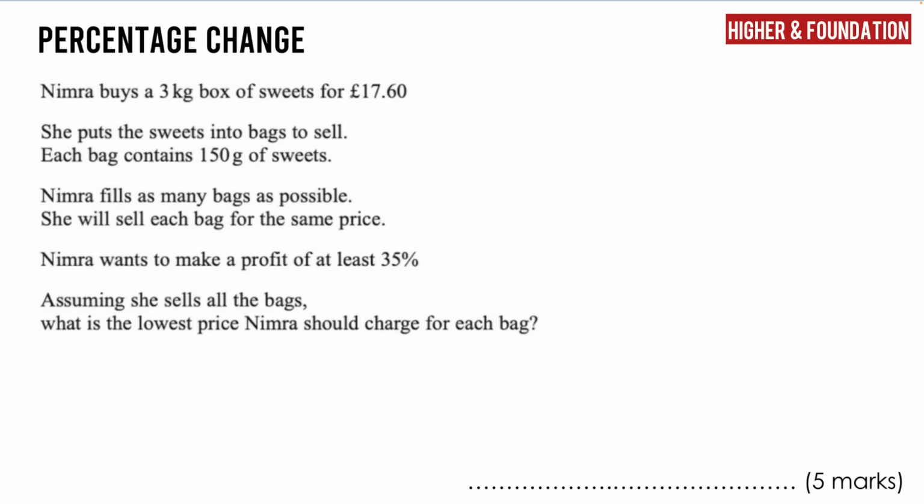Okay, so looking at a percentage change, it says here, Nimra buys a 3 kilogram box of sweets for £17.60.